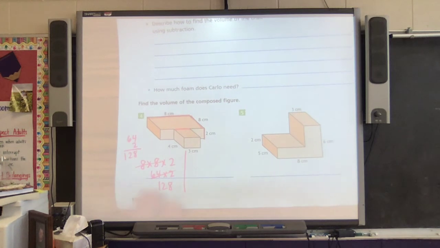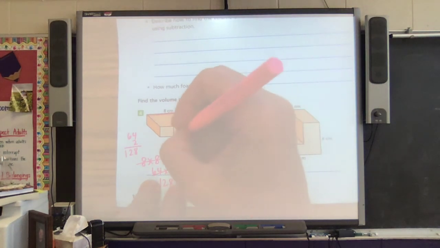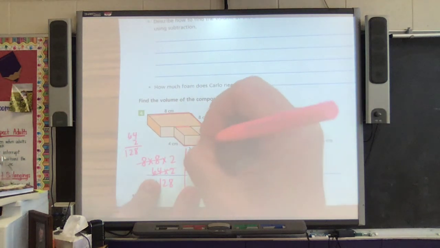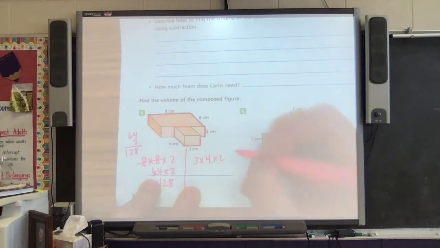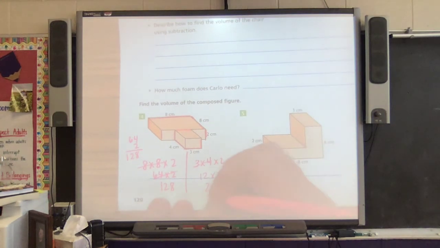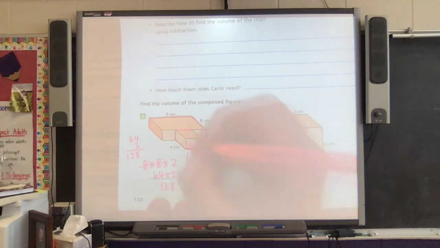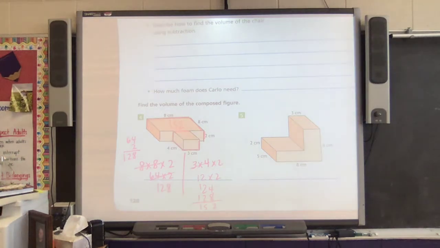Okay. My second one is 3 centimeters long, 4 centimeters wide, and it's the same height. See how this figure is the same height all the way across, so I know it has to be 2. So 3 times 4 is 12, and 12 times 2 is 24. So 128 plus 24 would be 152 all together.